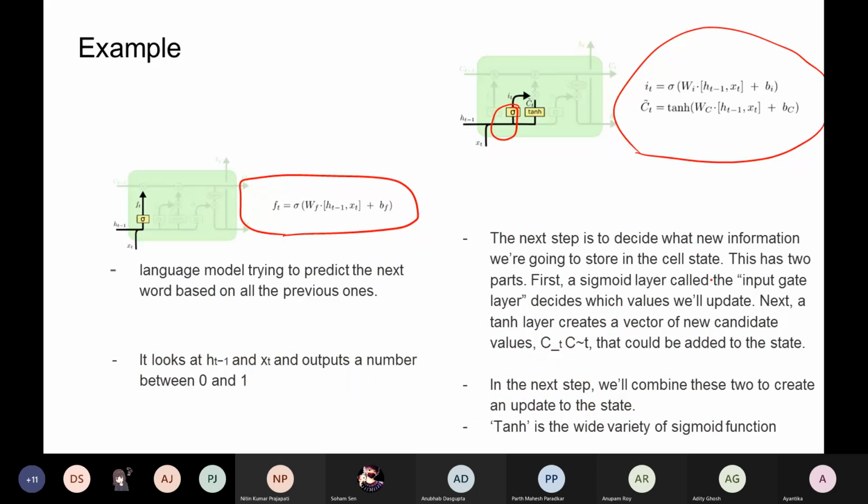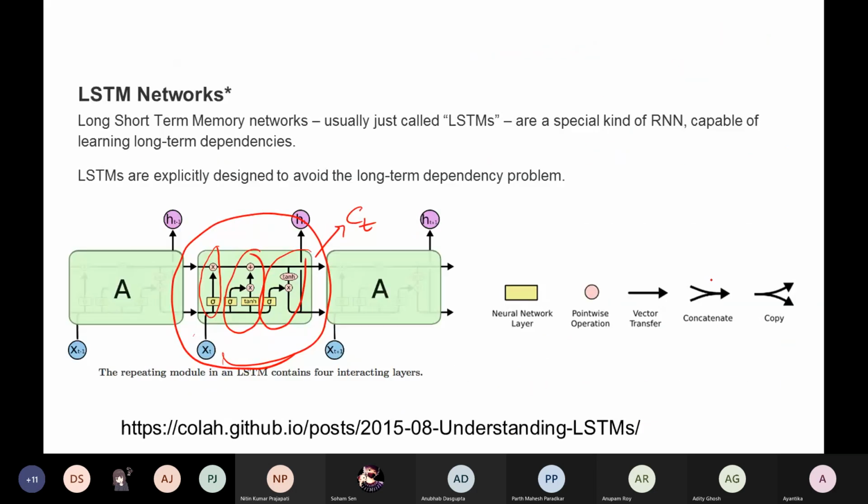Is it clear? Is this part clear? Or do you have any question?